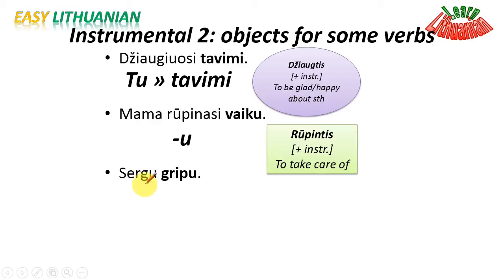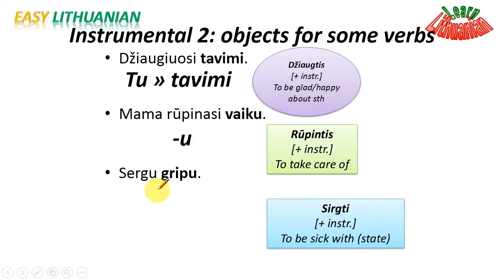Sergu gripu. I'm having flu, or I'm ill with flu. It's a state. You say the name of the disease, the illness, in instrumental case. So gripas turns to gripu. I'm having flu.